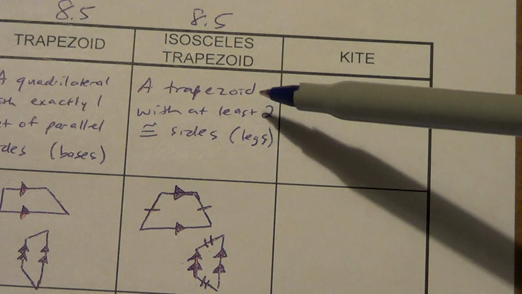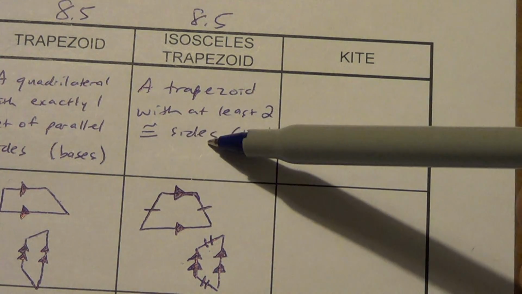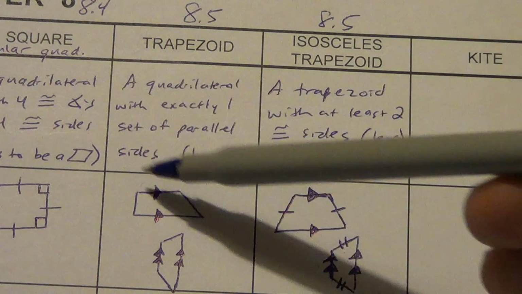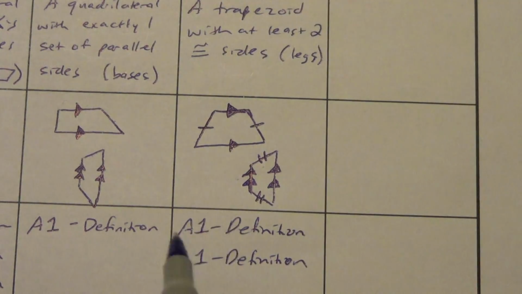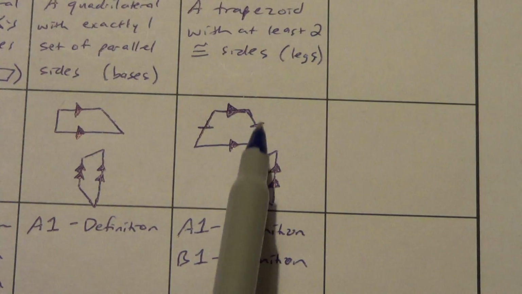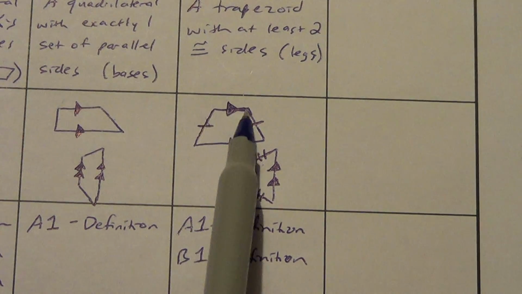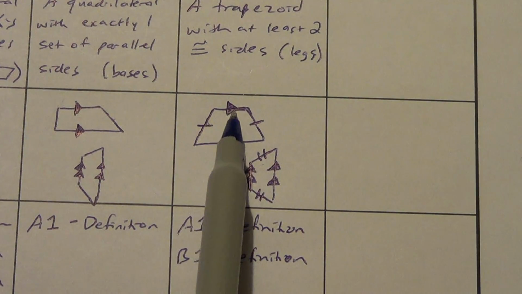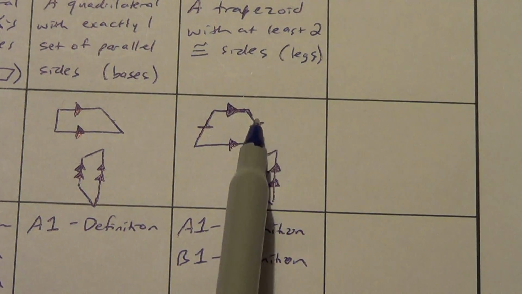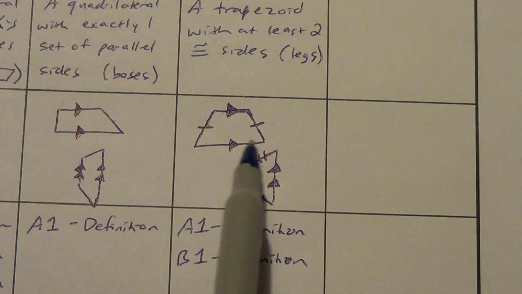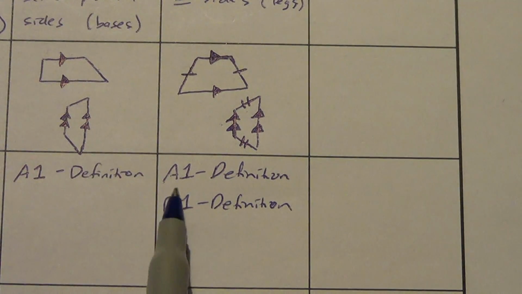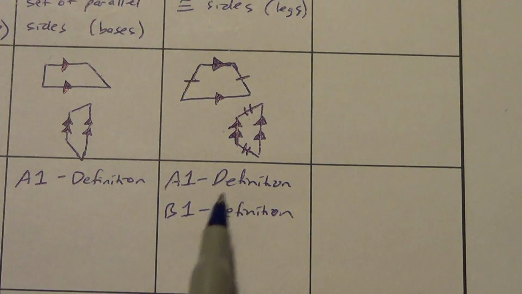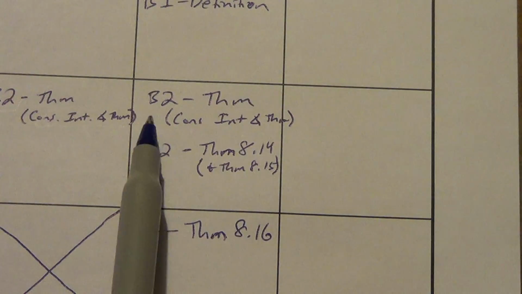So, quick review of what we learned about isosceles trapezoids. A trapezoid with at least two congruent sides. A trapezoid, remember, had one set of parallel sides. So we have one set of parallel sides, which we call the bases, and the congruent sides are called the legs. You can get three congruent sides, both legs and one base. Okay, or it could be both legs and the bottom base. This one's a little bit too long, but it would work. Okay, A1 and B1 by definition means that we have one set of opposite parallel sides and one set of opposite congruent sides.